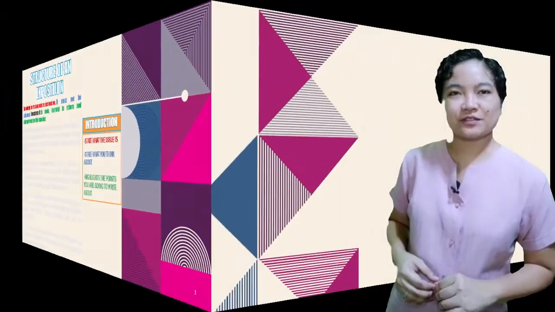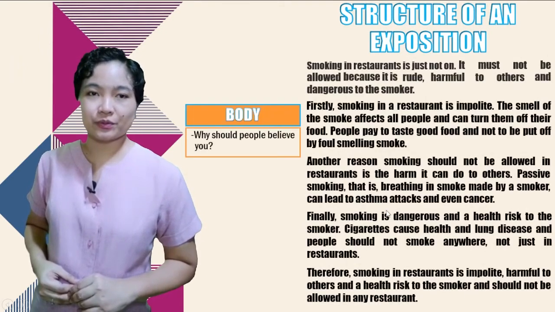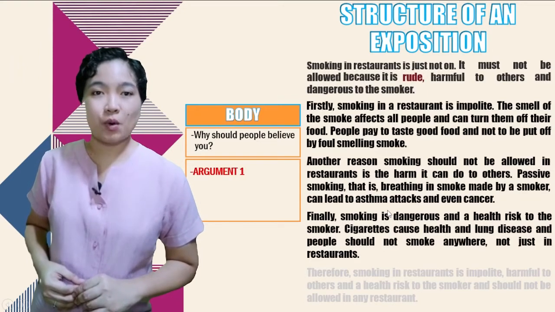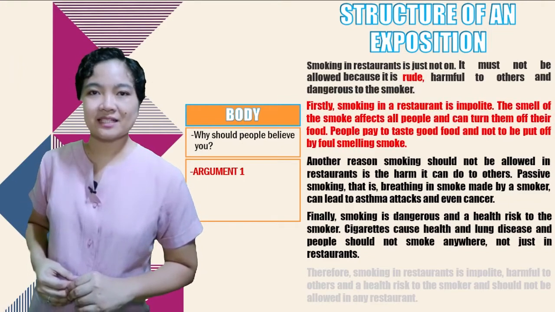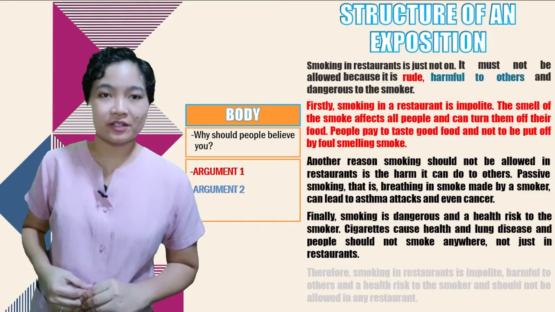The next part of an exposition is the body. Here you are going to write, why should people believe you? Earlier in the introduction, we have 3 important points. These are what we are going to write about. Argument 1 is rude. In the second paragraph, it tells about smoking in a restaurant is impolite. Second argument is smoking is harmful to others.